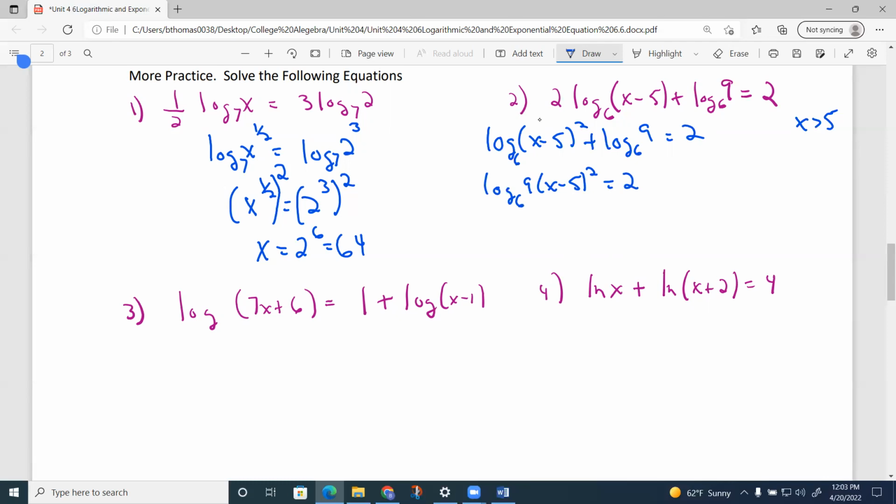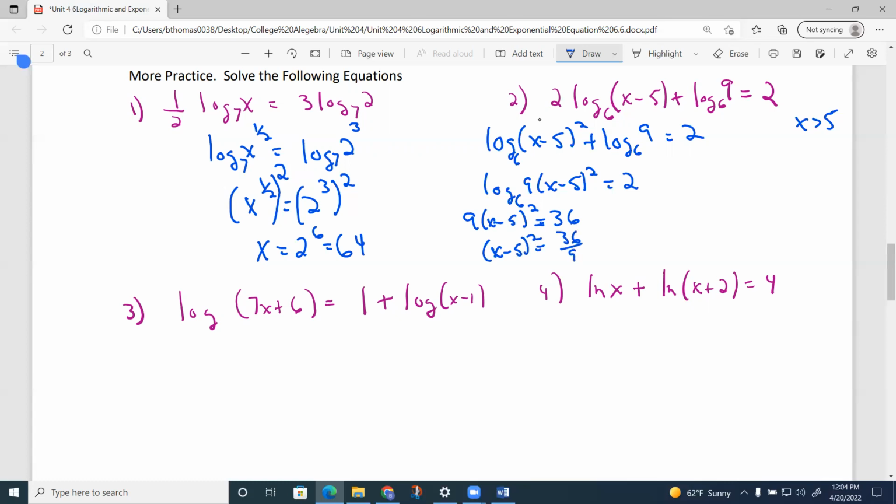From there, I can write this in exponential form. I'm going to keep the 9 times x minus 5 squared on one side, and that 6 to the 2 becomes the other side, which is 36. So I have 9 times x minus 5 squared equals 36. Since x minus 5 is squared, I'm going to show you a little shortcut on this. Just go ahead and get rid of the 9 to start with. So this is going to become x minus 5 squared equal to 36 over 9.